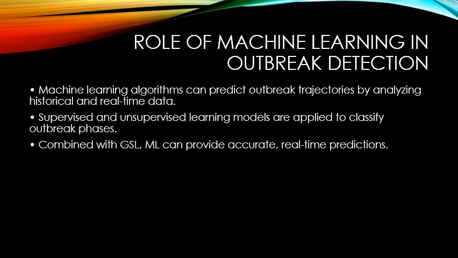Role of machine learning in outbreak detection. Machine learning algorithms can predict outbreak trajectories by analyzing historical and real-time data. Supervised and unsupervised learning models are applied to classify outbreak phases. Combined with GSL, ML can provide accurate and real-time predictions.